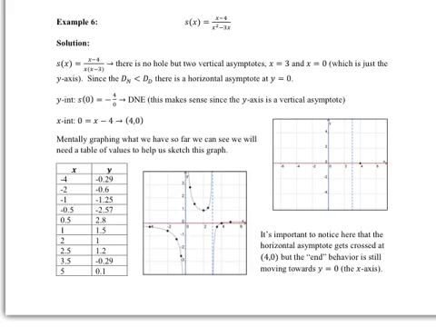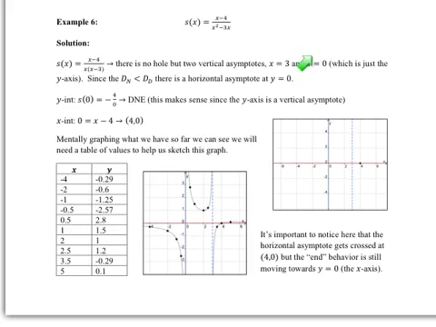Now, example 6, we have a linear function over a quadratic function, and we're going to start by factoring the denominator, and we can see right away that there's no hole in this case because there's no repeated factor, right? The numerator is x minus 4, the denominator doesn't have x minus 4 in it. But clearly we have two vertical asymptotes. If we set x equal to 0, the denominator becomes 0. If we set x equal to 3, the denominator becomes 0. So 3 and 0 are the vertical asymptotes.